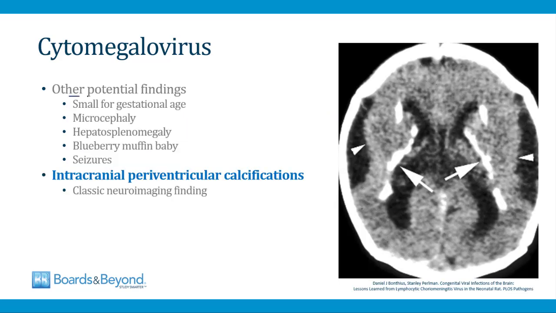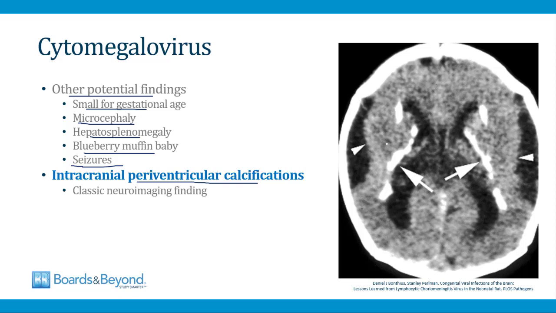Besides deafness, other potential findings in a baby with CMV infection are small for gestational age size, microcephaly, hepatosplenomegaly. The blueberry muffin baby rash can be seen in CMV just like it can occur in rubella, and then babies can also develop seizures. On imaging, the classic finding in a baby who has congenital CMV infection is the presence of intracranial periventricular calcifications. These are shown in this image on the screen here.